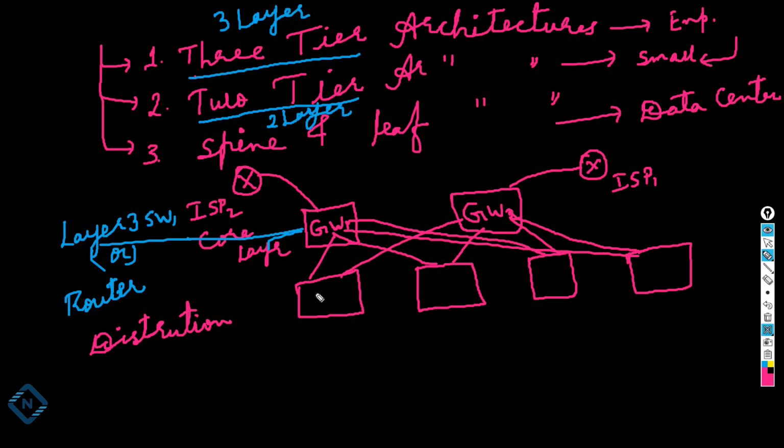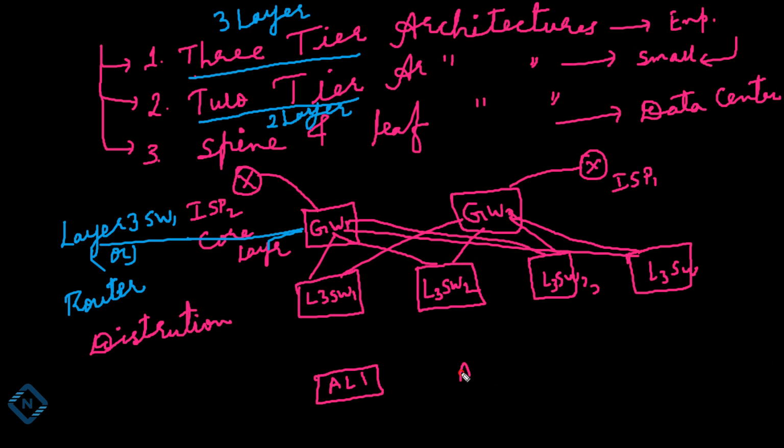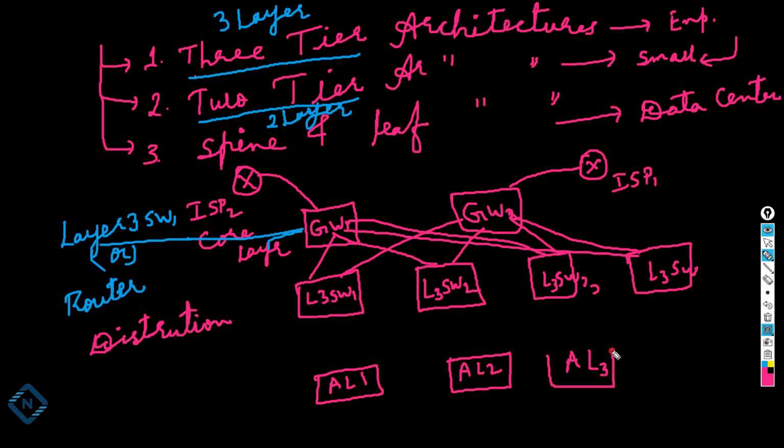Here also maybe we can use layer 3 switches. After that we have the access layer switch. This is the access layer. Imagine access layer 1, access layer 2. We are going to discuss what this is later, just now I am giving the high level. After that we are going to discuss each and everything. So this is access layer 4.